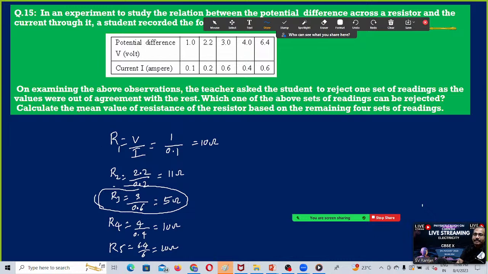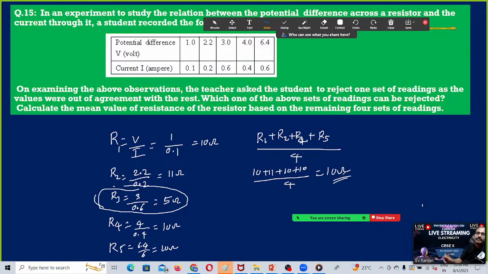Now calculate the mean value of resistance they are asking. So the mean value is R1 plus R2 plus R4 plus R5 by 4, because R3 is neglected. So 10 plus 11 plus 10 plus 10 by 4, approximately 10 ohms of mean resistance we will get.